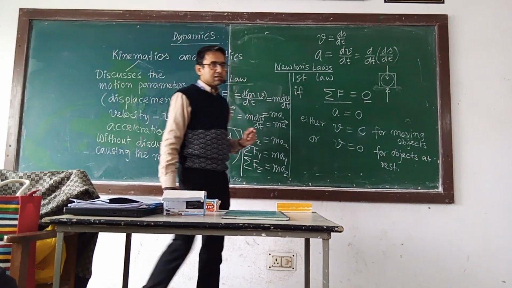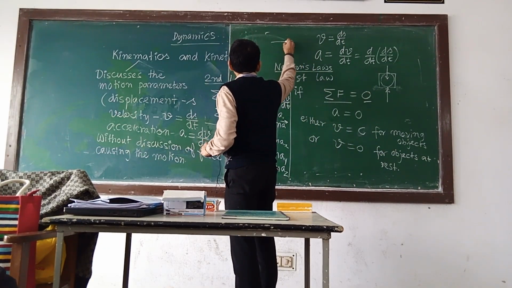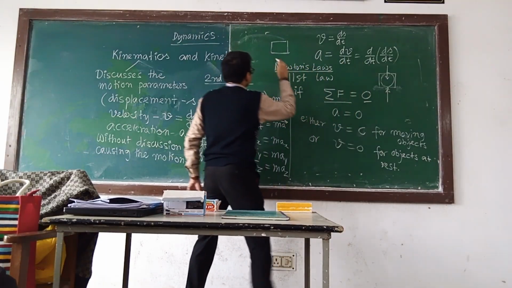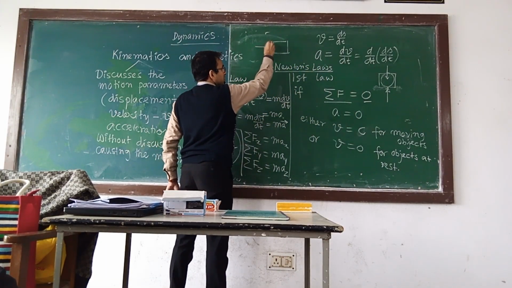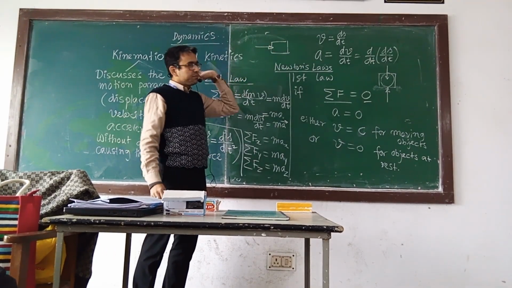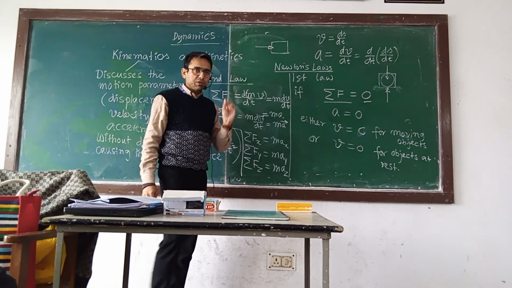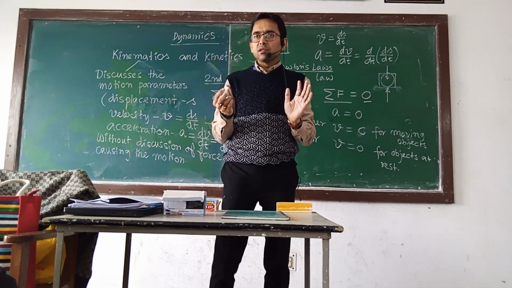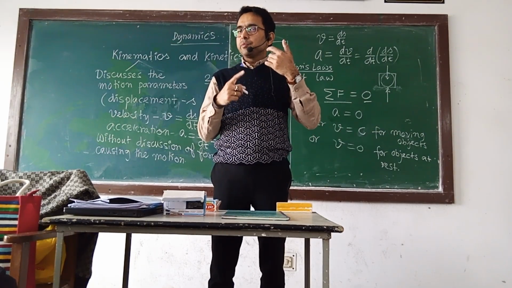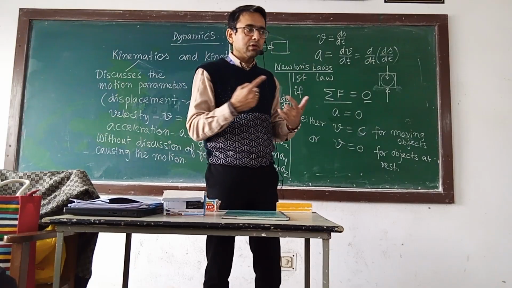Clear? The third law tells that if you have one object, you see any object, say for example, I am trying to push this. Then it will also give me a back push. In all situations, whenever two objects are interacting, there will be equal and opposite reaction. Action and reaction will be on different objects. That you have to understand.